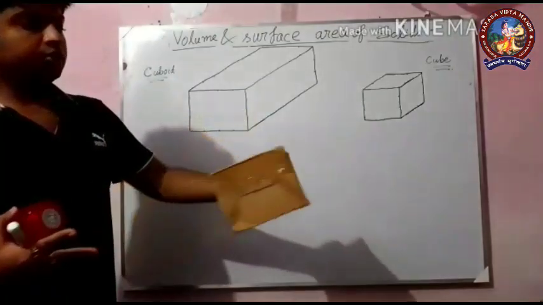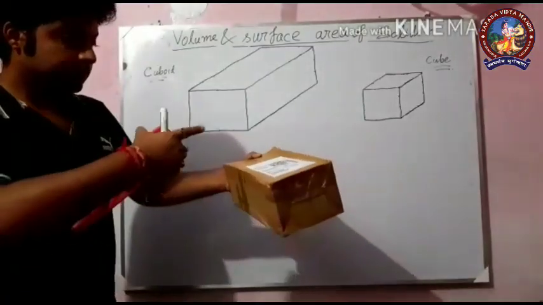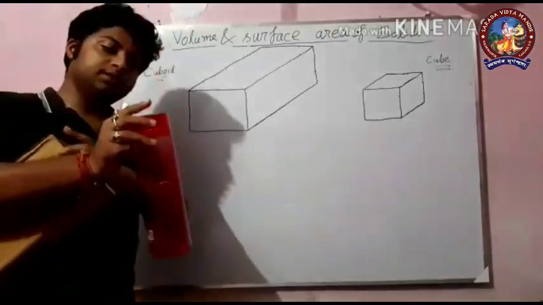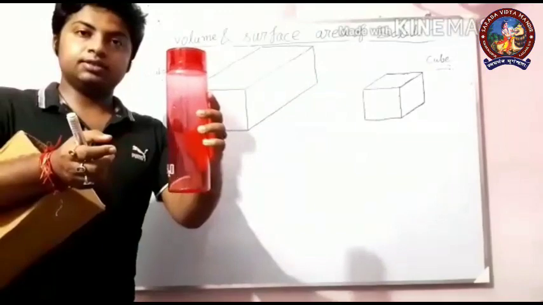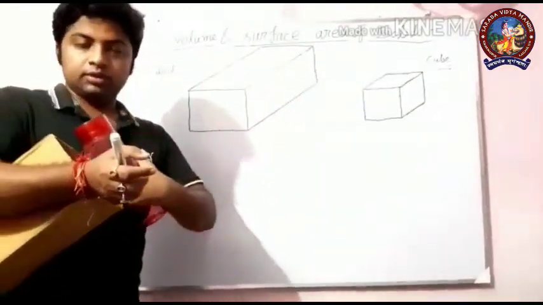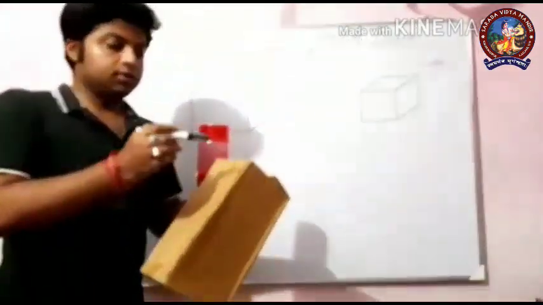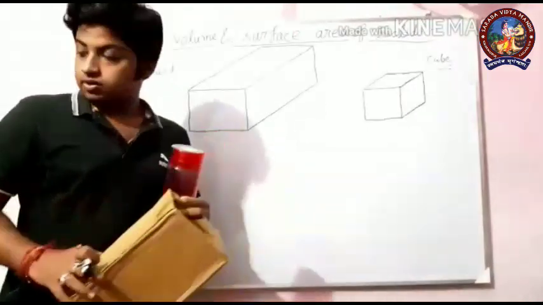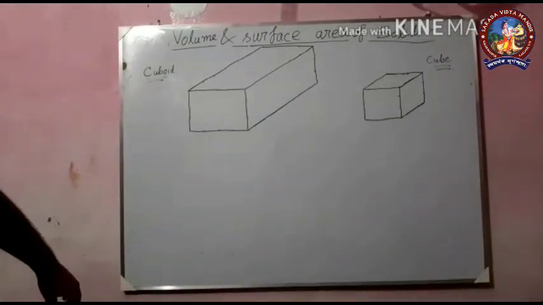This is a cuboid, right? Made of cardboard, and there should be a certain space in the cuboid box, right? There should be a certain space in the cylindrical bottle. That amount of space is called its volume, this bottle's volume. The amount of space occupied by this box is called the volume of this cuboid. Okay. Now let's learn how to calculate this volume.